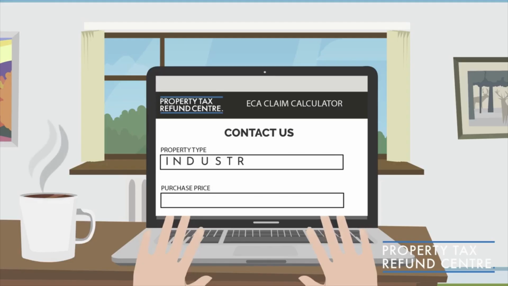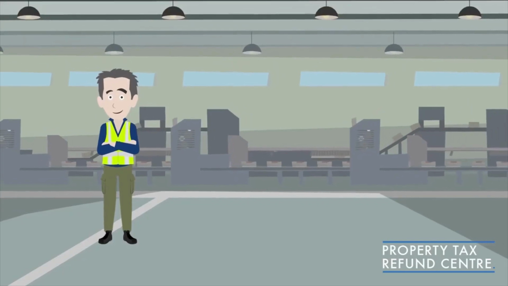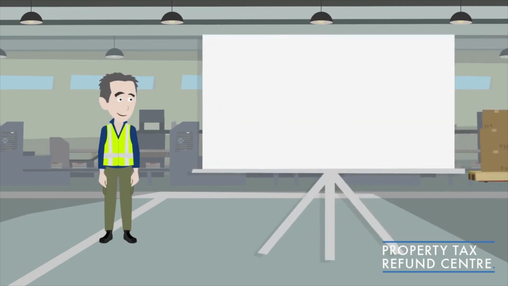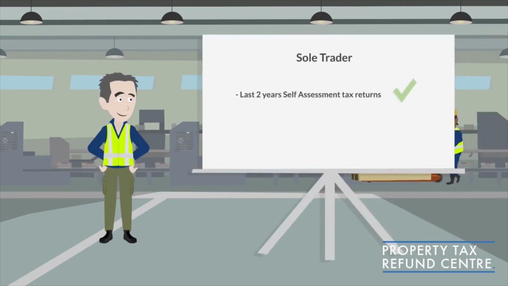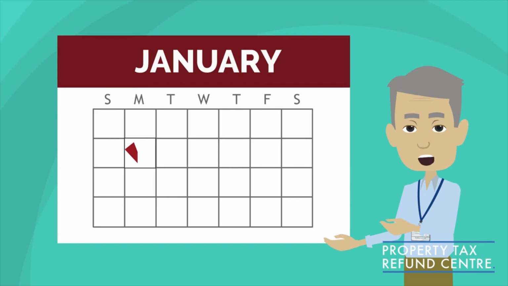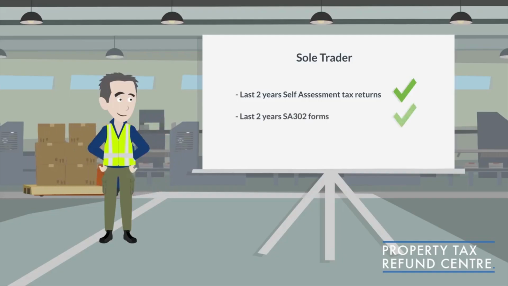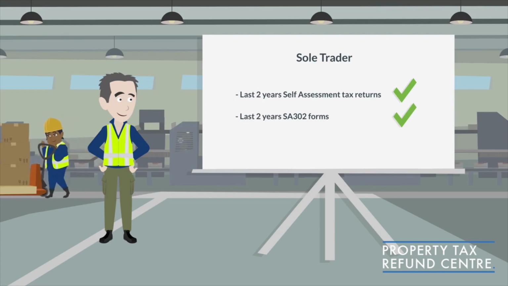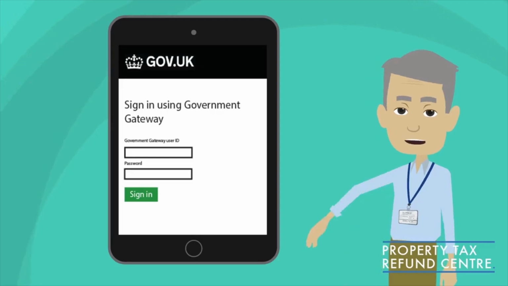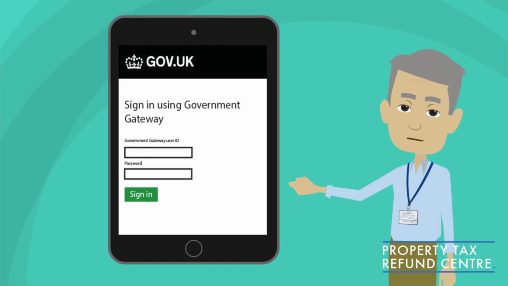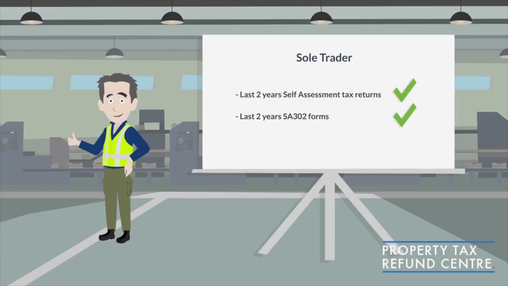Then, we will need some basic information to assess whether you have a tax refund or tax relief. If you are a sole trader, we need your last 2 years' self-assessment tax returns. That's the returns you submit in January each year. We also need your last 2 years' SA 302 forms. You can download them from your Government Gateway online account. We will also need the full address of your commercial property.